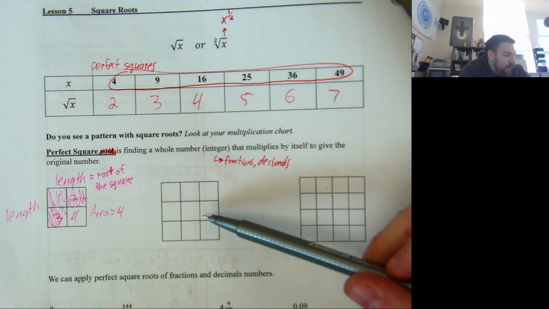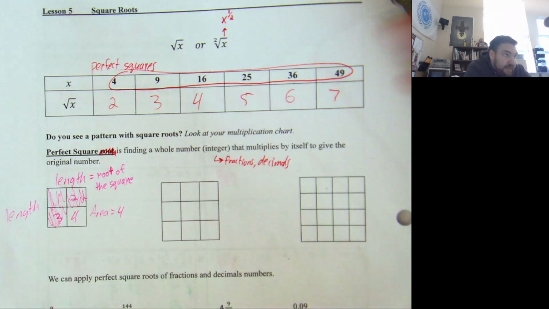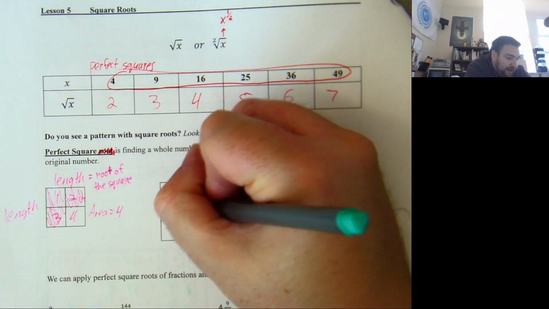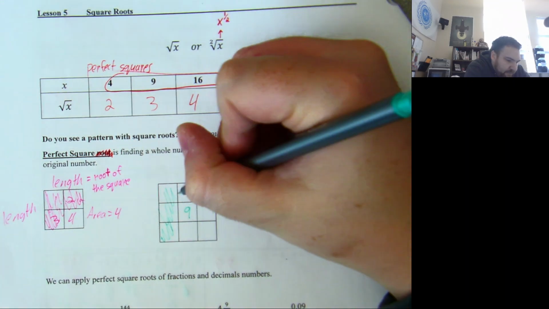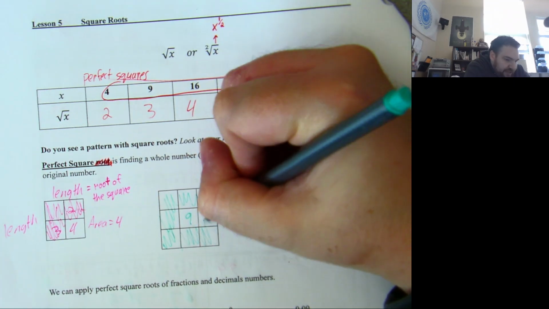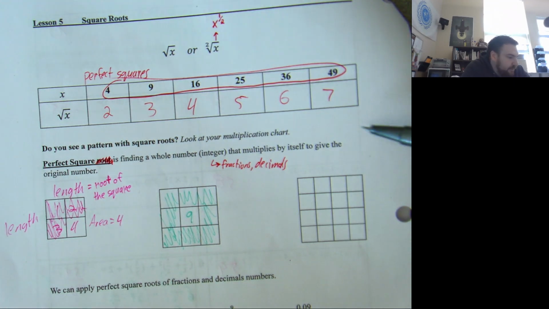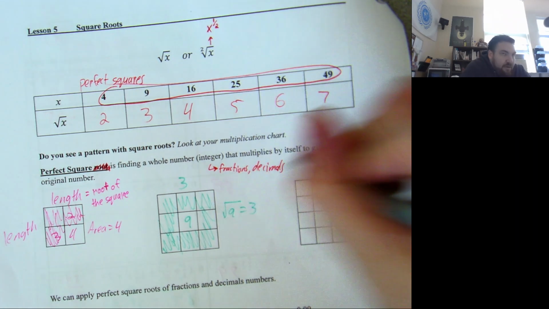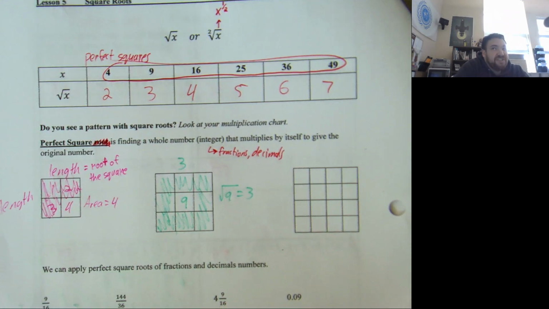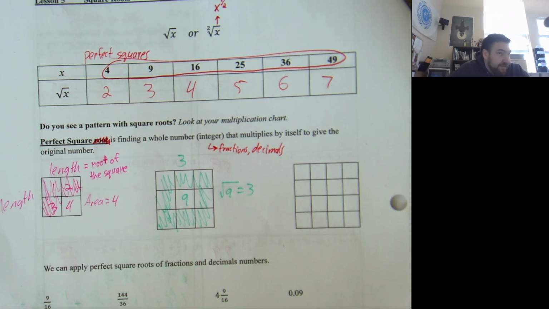So this square has an area of what? How many squares are there? There's 9. 9 squares that are 1 by 1. So this thing has an area of 9. So what does the side length have to be? 3. Because the root of 9 is 3. Or, what is the length of a side of a square with an area of 9? It's a lot wordier of a way to say that. And of course, this square has a side length of 4. Okay, cool.